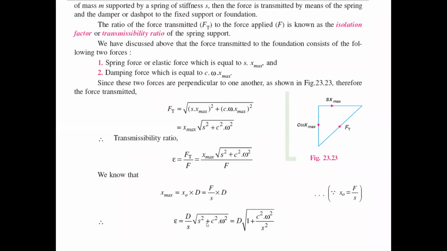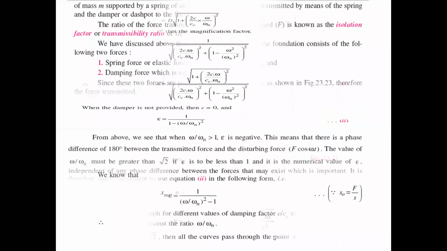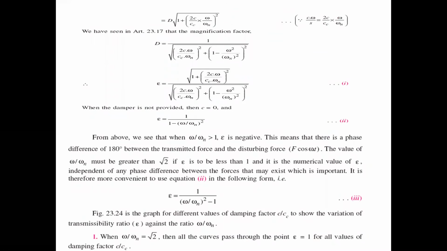So when we take it into the root, then d into square root of s square by... here, when it is going into the square root, the value also has s square. So s square by s square, 1 plus c square omega square by s square. Now that is written as d into square root of 1 plus c omega by s, also written here at the right side portion.